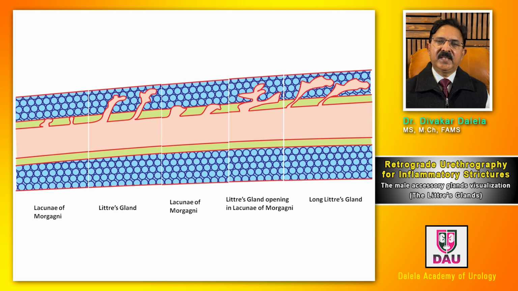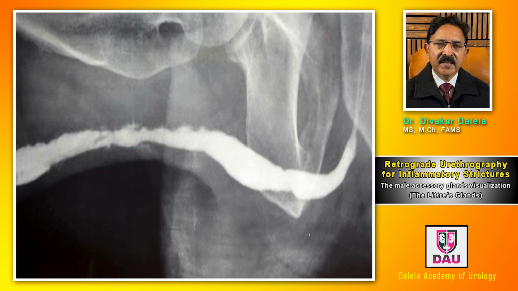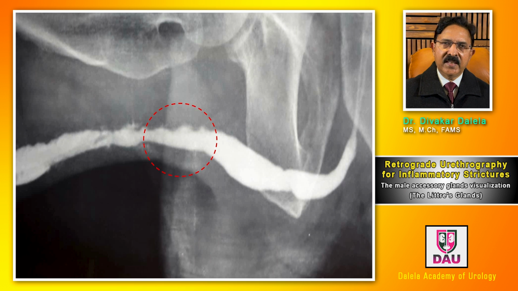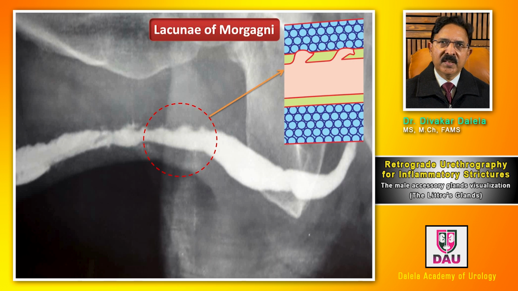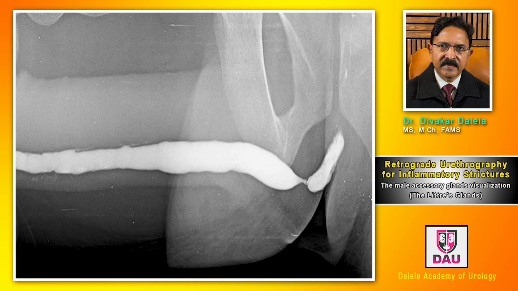So in one picture, you are seeing the 5-6 anatomical variations. Now here is a urethrogram film of a patient who has inflammatory urethral stricture. And if you look at what you see within the red circle, these are pouches outlined. These are lacunae of the Morgagni, right?